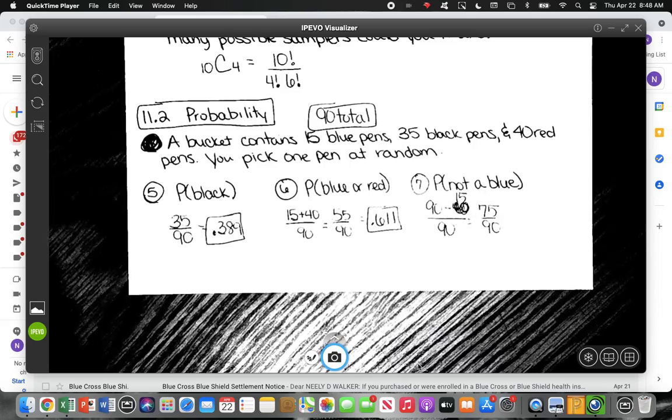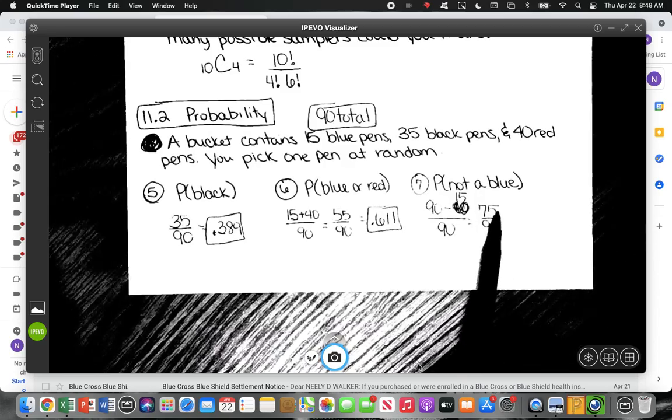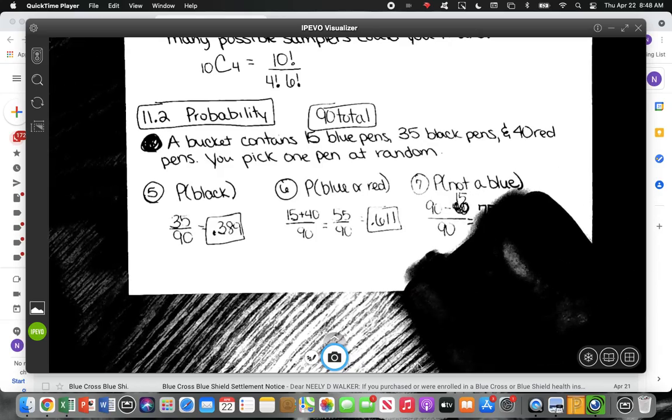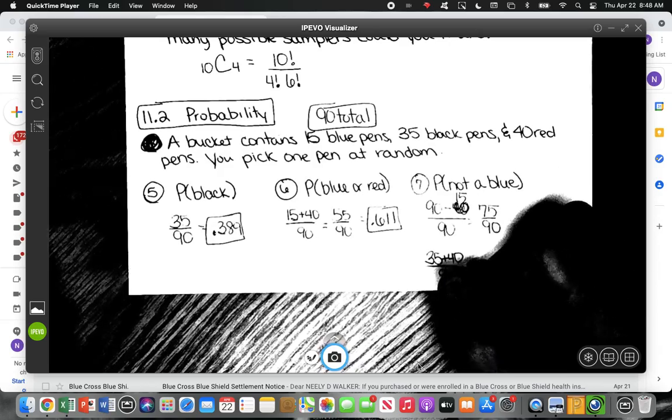What's another way that you could have thought about this? If it's not a blue pin, what colors are we talking about? You just subtract 15 from 90. Okay, that's what I did here. I subtracted 15 from 90, but what would be another way of thinking of, if it's not blue, what colors am I talking about? All right, now if I add black, which is 35, and red, which is 40, do I still get 75 out of 90?